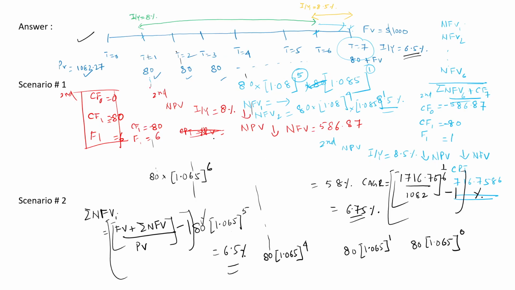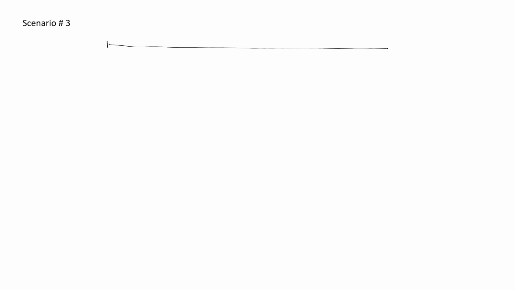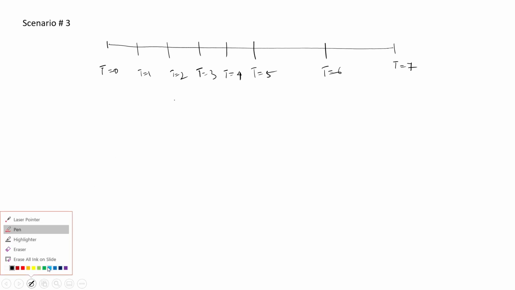So in this case, if we again redraw the timeline, this is my t equal to 0, and this is my t equal to 7, and this is t equal to 5, 5th period, 6th period, 1, 2, 3, and 4. So this is my timeline of cash flow receipt. Now, as I receive my cash flow, I will be reinvesting those cash flows, right? However, there is a twist, and the twist is that the market interest rate drops at the end of the second year itself, and not before that.